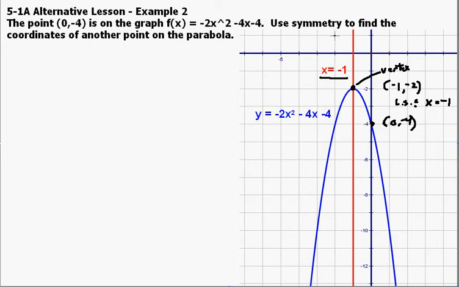So using symmetry to find the coordinates of another point on the parabola, if we look straight across to this point, it is exactly the same distance away from the line of symmetry, so we're 1 unit apart, and the same vertical distance in relation to the vertex, 2 units down. So if this is (0, -4), this is 1 unit over, 2 units over, so this is going to be (-2, -4).